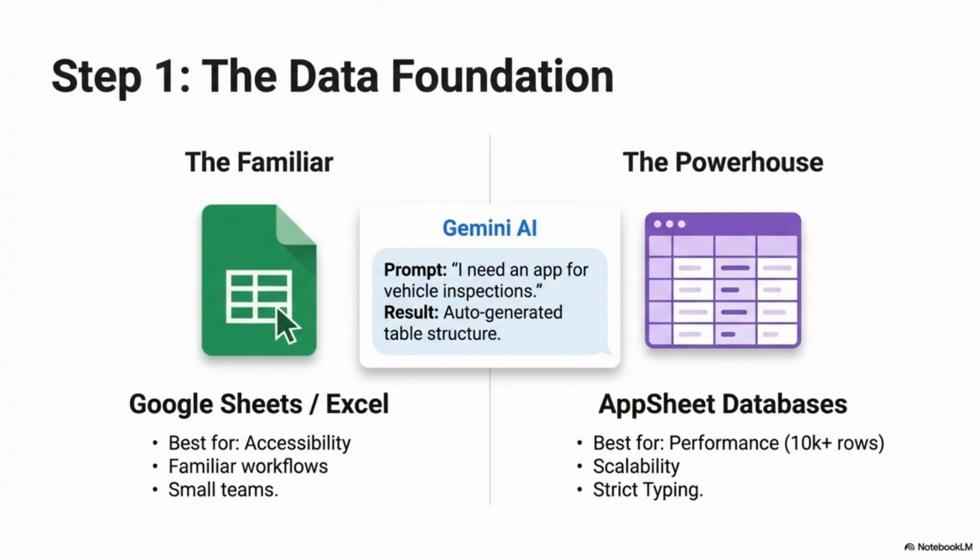Step 1 is establishing the data foundation. You can use familiar tools like Google Sheets or Excel, or AppSheet Databases for better performance, scalability, and strict typing. You can even use Gemini AI to generate a table structure from a prompt.